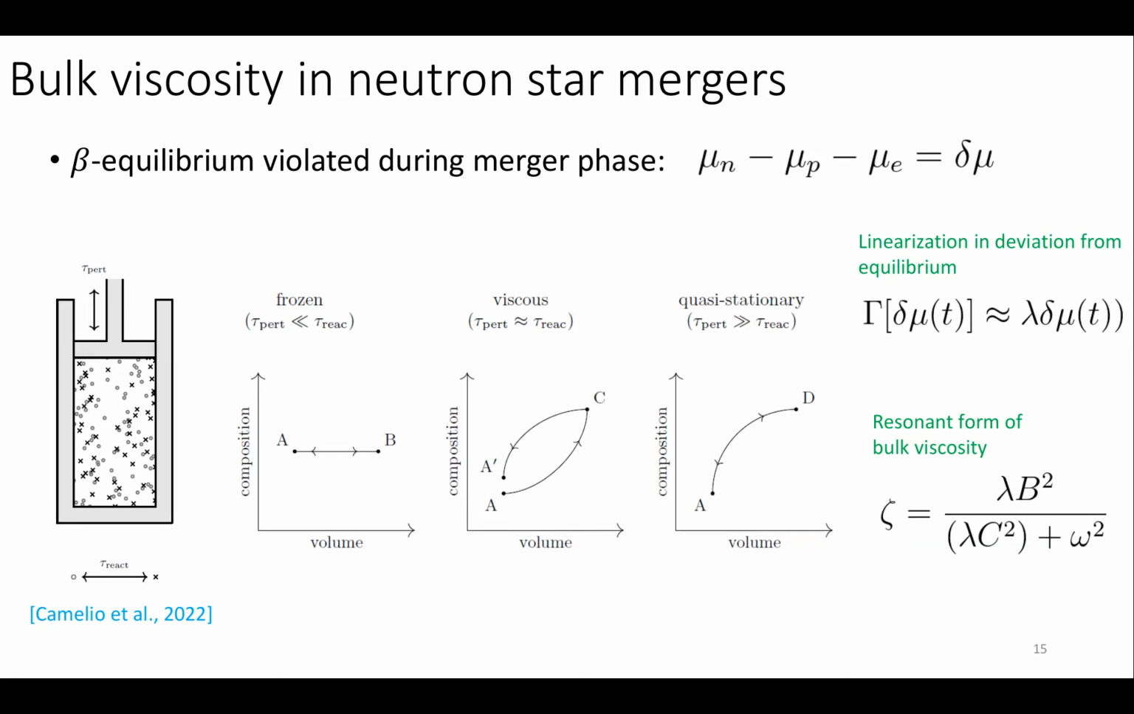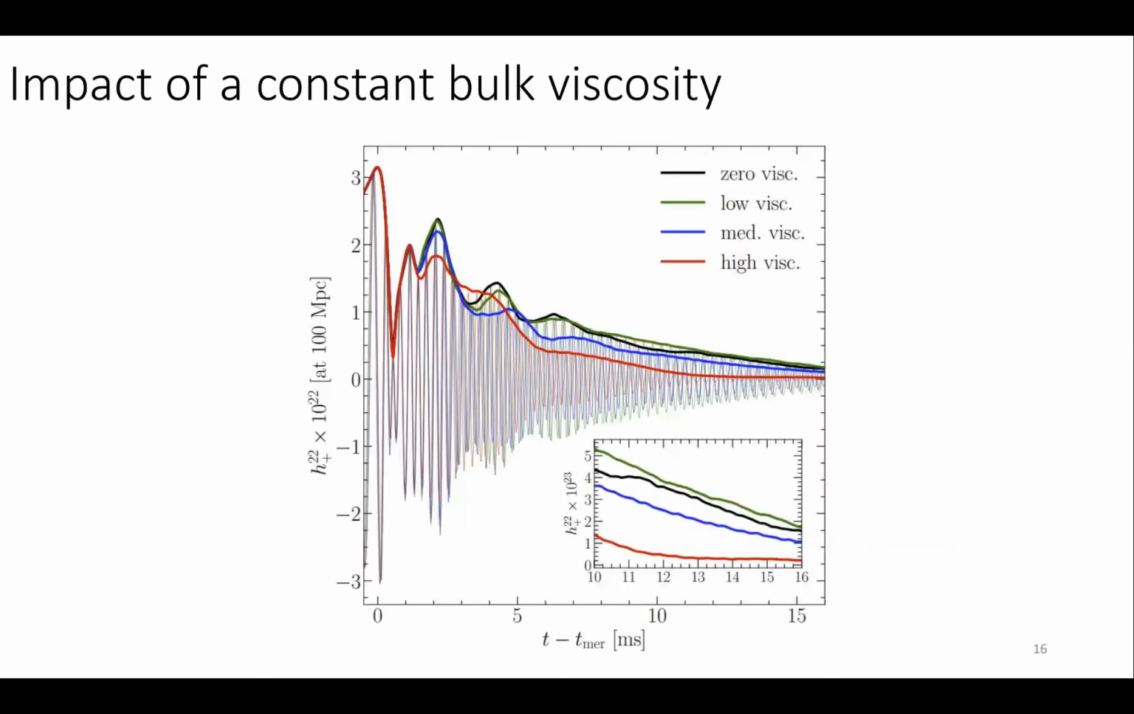From this concept, there's been a lot of work, specifically by Michail. This resonant bulk viscosity form can be worked out, where you can see that it explicitly depends on omega, the perturbation timescale, that's the movement of the piston, and on lambda, which is the reaction timescale of the reactions of the chemical particles.